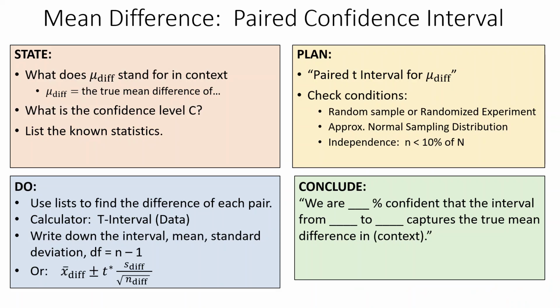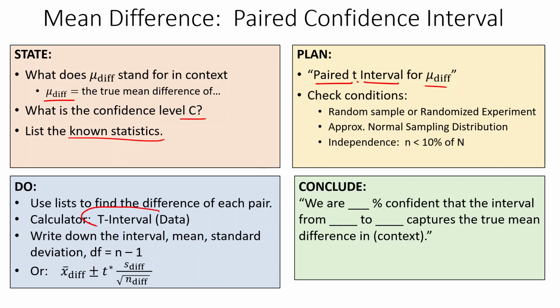All right, so when we're doing this, again, instead of defining both means, we just say the mean difference, and it's the true mean difference of, and we say what the two things we are subtracting are. We state our confidence level, we state our known statistics. Oftentimes we're using data. We're doing a paired t-interval for mean difference. All right, so that is the name. It's a little different. It's paired, so it's not really treated as two sample. It's treated as a paired sample. It's kind of two samples, but it's really one sample. I don't know. It's a little different.